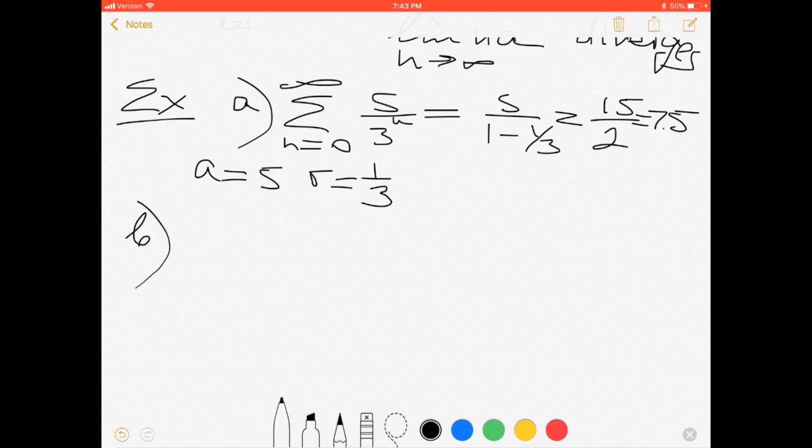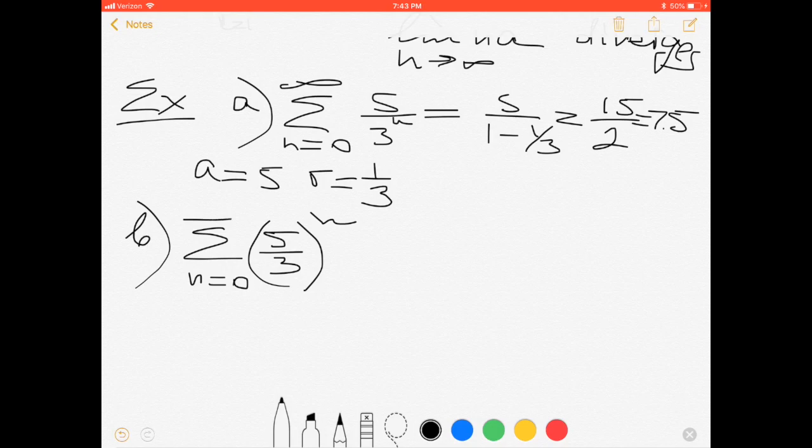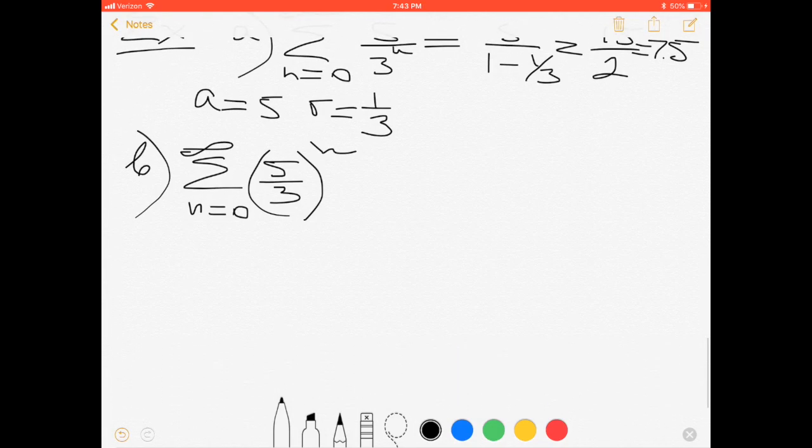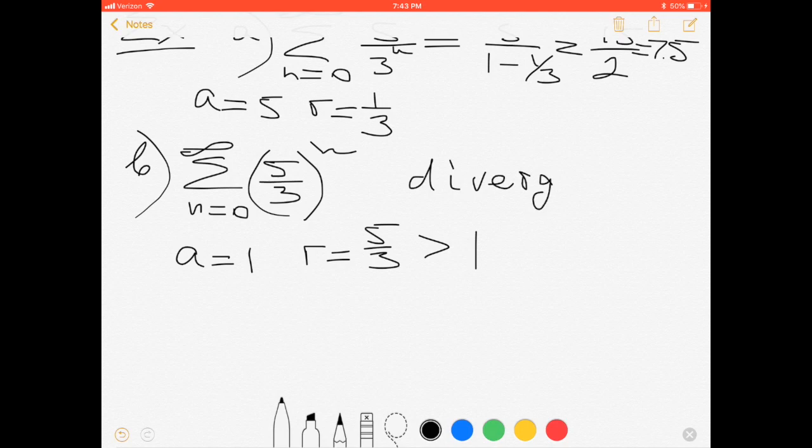Example B. What happens if I have (5/3) to the power n, starting with 0 to infinity? For n equals 0, we have (5/3) to the 0 power, which means a equals 1. The ratio here is 5/3, which is greater than 1. This means this series diverges.